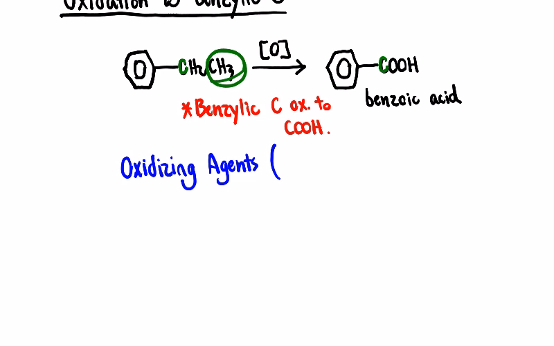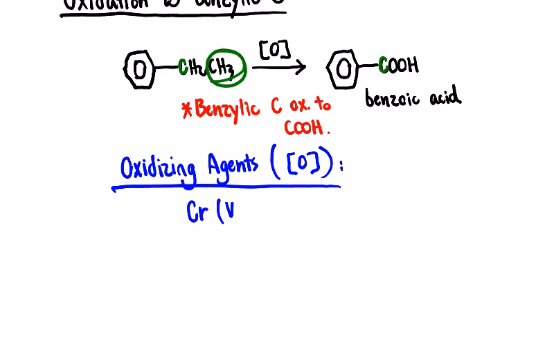So these are what we could use to fill in that O there. Oxidizing agents are going to be things like chromium-based reagents where we have chromium-6. Examples of chromium-6 are going to be CrO3, H2CrO4, chromic acid as it's also called.